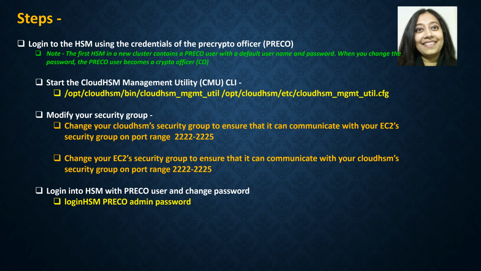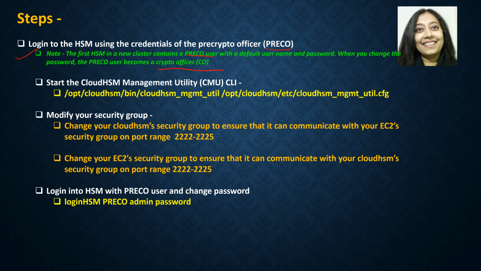Now the next thing that we will need to do is we will need to log into HSM, right? That's our cluster. And we have also provisioned one HSM in it using credentials of this pre-crypto officer, that is PRECO. Now this is typically done for the first HSM, as I've mentioned over here, right? In a new cluster that contains a PRECO user. It's nothing else but the admin user with the default username and password. And when you change the password, right, you will see that that admin user, which has the type PRECO, will eventually then become the crypto officer. Okay, so let us go ahead and log in and see how we can do this.